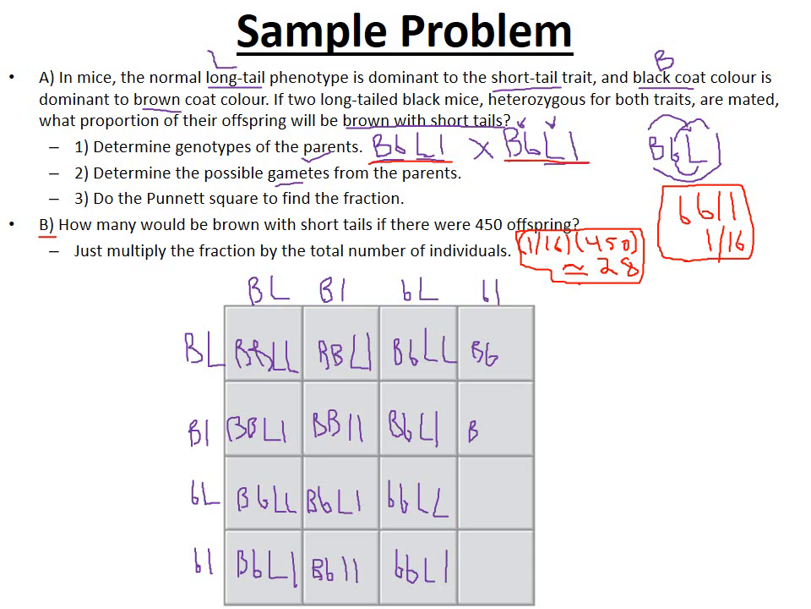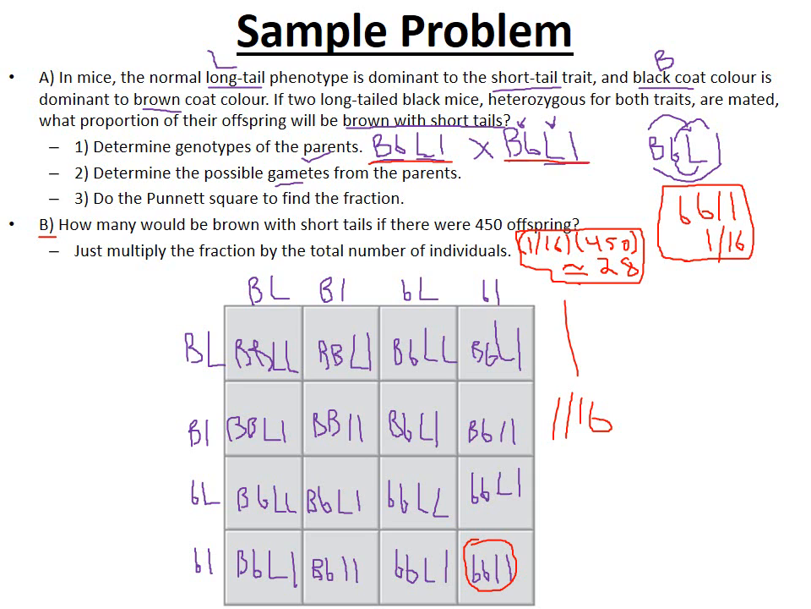Big B, little b. Little b, little b. Little b, little b. And let's do our L's next. So little l, little l. There's our one that's recessive for both. Big L, little l here. Little l, little l. Big L, little l. And this is the one that we're interested in. If you look carefully, there's no other like it within the box. That's 1 out of 16.